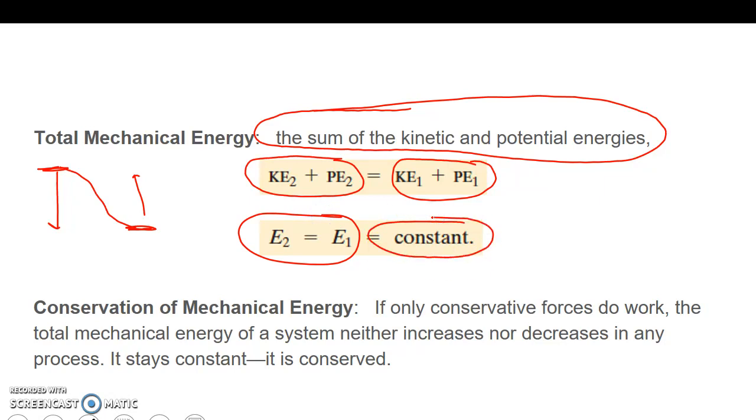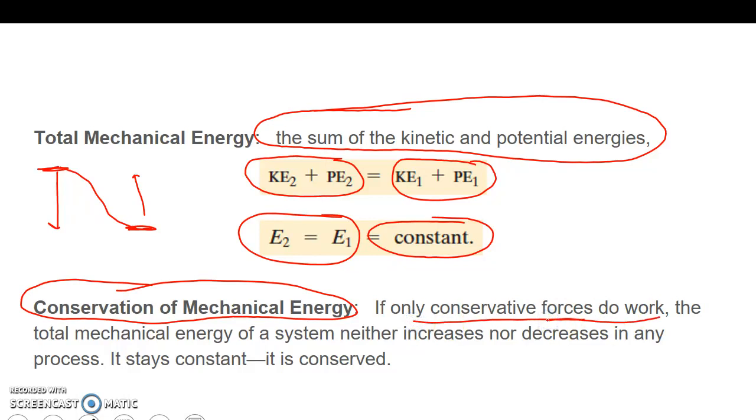So knowing this, that total mechanical energy is always conserved, obviously is called the conservation of mechanical energy, if only conservative forces do work. Okay, so this goes back to conservative and non-conservative. So we're just talking about gravity here, no friction. The total mechanical energy of a system neither increases nor decreases in any process. It stays constant. It is conserved. And this is how we base a lot of things when we don't have friction. Now, we'll talk about friction, of course, later on, but just understand that here, no friction. So there's no non-conservative forces.